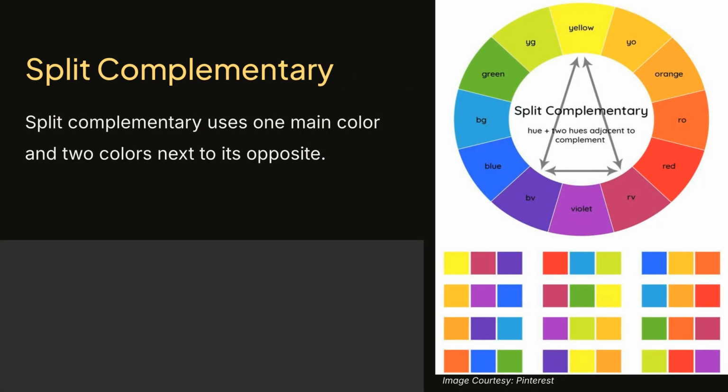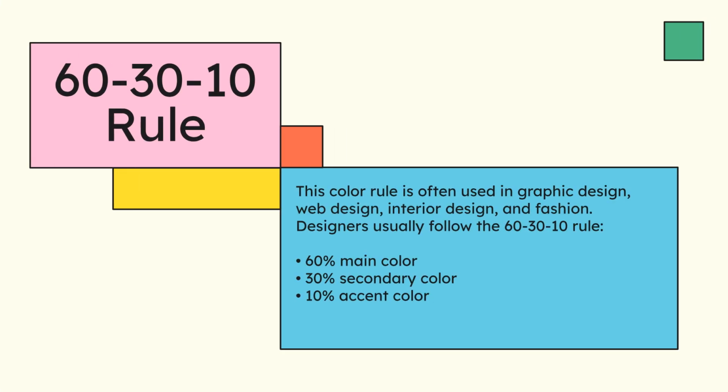A split complementary scheme uses one main color and the two colors adjacent to its direct opposite. This creates a strong contrast while maintaining a balanced visual feel. An important rule to keep in mind when utilizing these bolder color schemes is the 60-30-10 rule. This color rule is often used in multiple mediums, including graphic design, interior design, and fashion. It says that 60% of the composition should use the main color, 30% the secondary color, and 10% the accent color. This helps keep the design balanced so the colors don't compete too much.